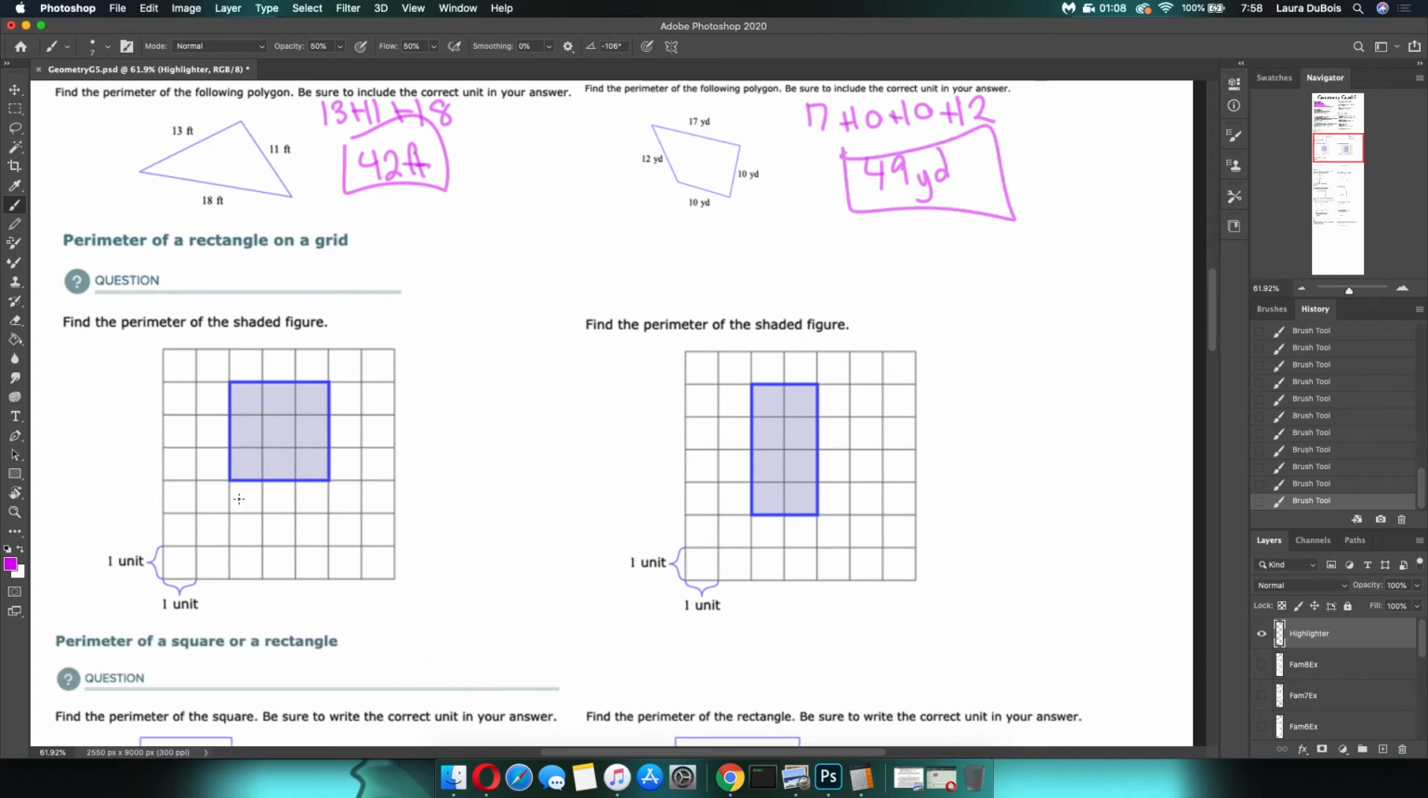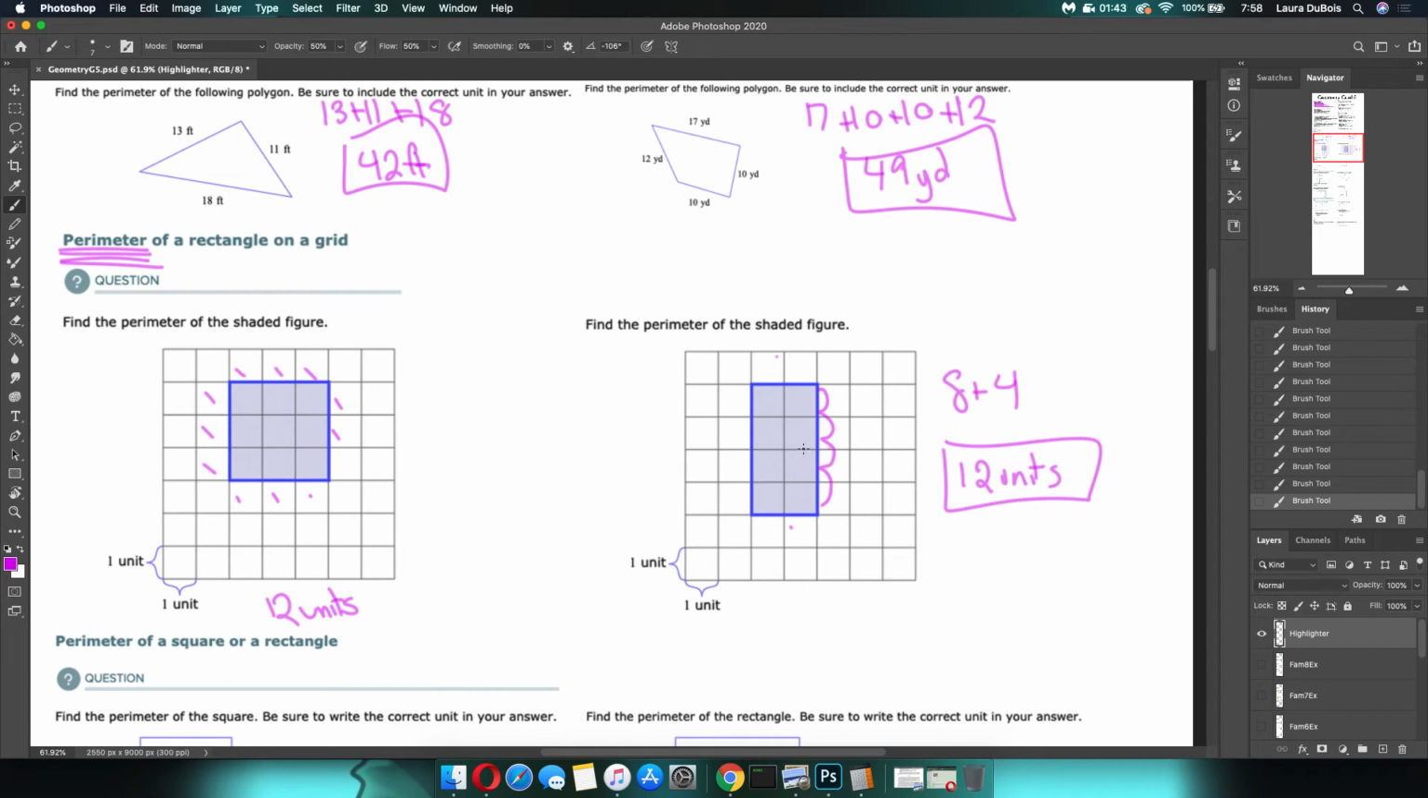Perimeter on a grid. So let's see here. 1, 2, 3, 4, 5, 6, 7, 8, 9, 10. Oops. Let's try that again. 10, 11, 12. So 12 units. Keep in mind the title. This one says perimeter. There's another one that says area. This one is going to be 2, 4, 6, and 8. No, wait, that's not right. 1, 2, 3, 4. So that's going to be 8 plus 4, which is 12 units.